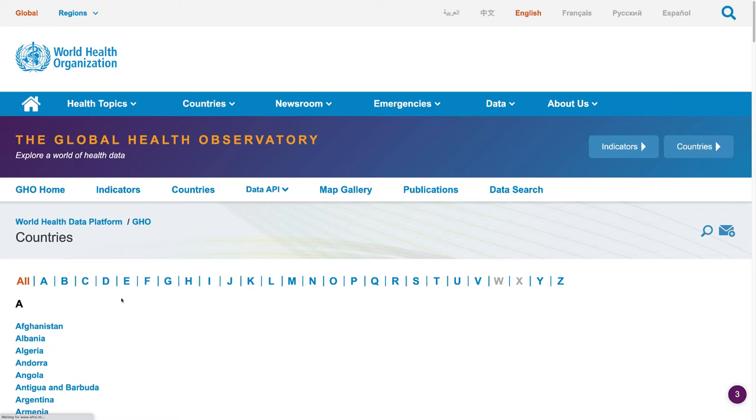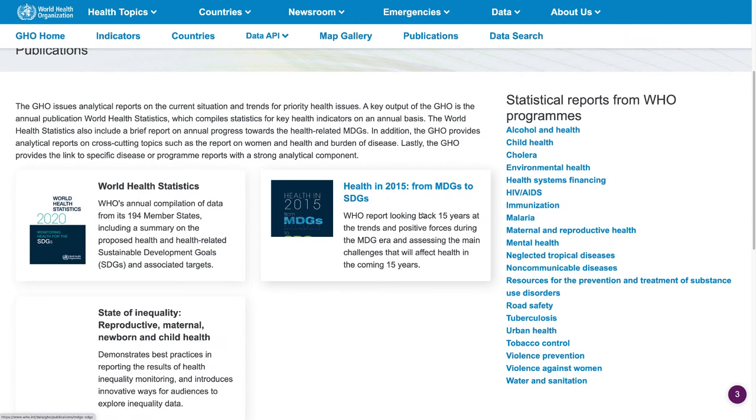I'm just going to publications. This is also another interesting place to find key information. Every year the WHO produces the World Health Statistics, which is a compilation of key data from the 194 member states of the World Health Organization, and there is also a whole range of topics, as you can see on the right hand side.